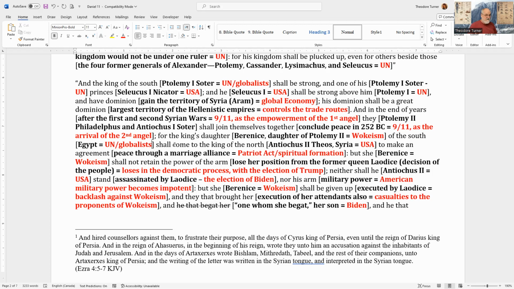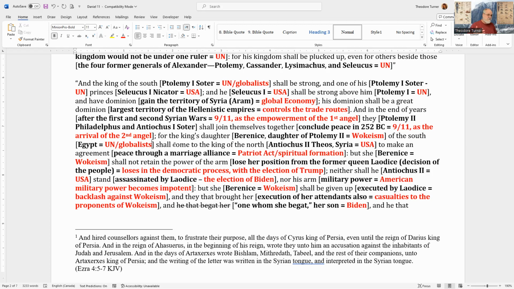But she, that is this daughter of the king of the South, this wokeism, shall not retain the power of the arm, and loses her position from the former queen, Laodice. So she's going to lose her position, not retain her position. And the arm here is going to be this decision of the people, right? Now Laodice means a people judged, is another way of looking at it. But they can be judged or a people judging, right? In this case, making the decision, this democratic process.